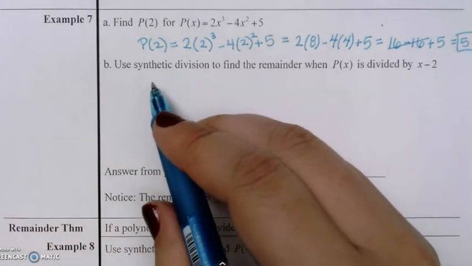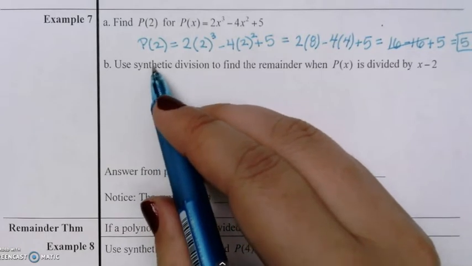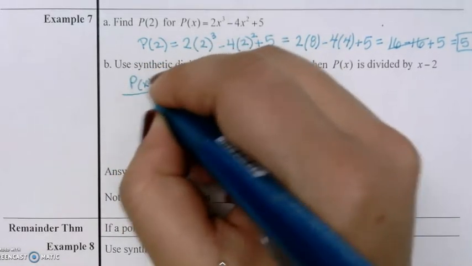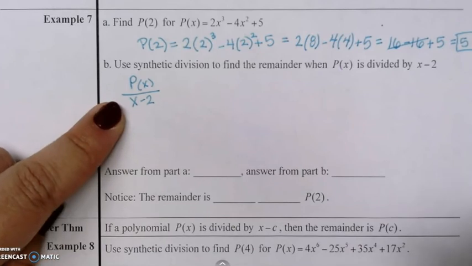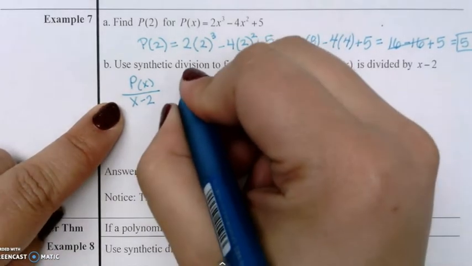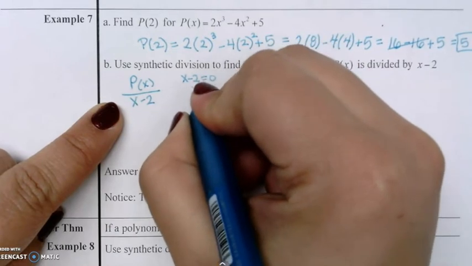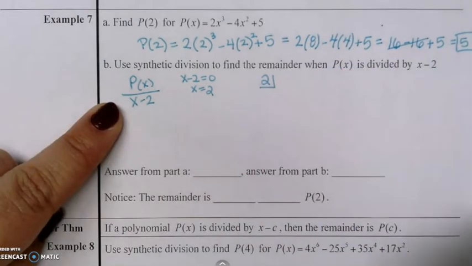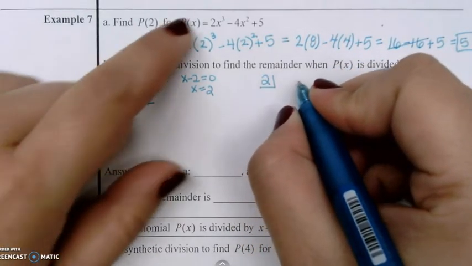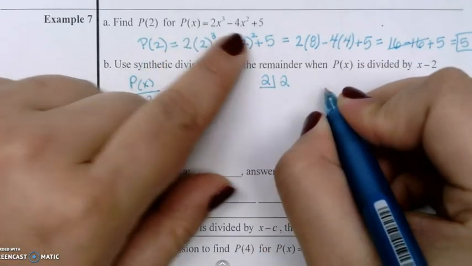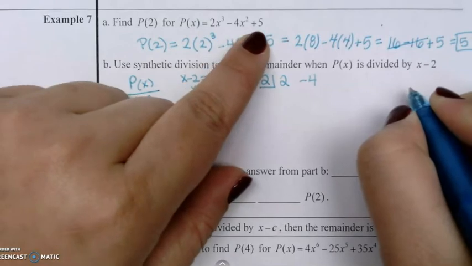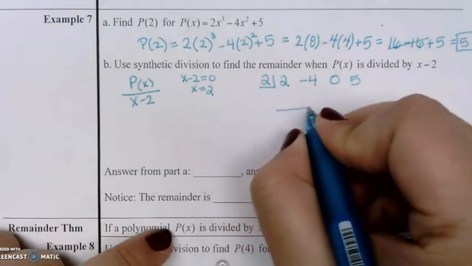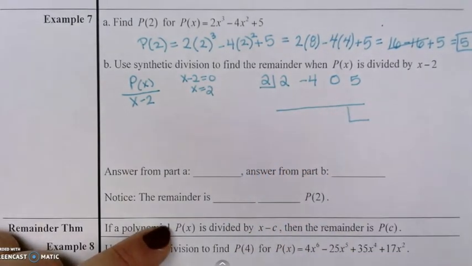For part B, we're going to do something similar, but instead of finding p of 2, we want to find p of x divided by x minus 2. X minus 2 satisfies our requirements for synthetic division, so we want to say x minus 2 equals 0, then x equals 2. So for synthetic division, we're setting up our divisor to be 2. We need our coefficients for p of x. So 2 is our x cubed, negative 4 is our x squared. We're missing our x to the first, so it goes 0. 5 is our constant, my division line, and remainder box.